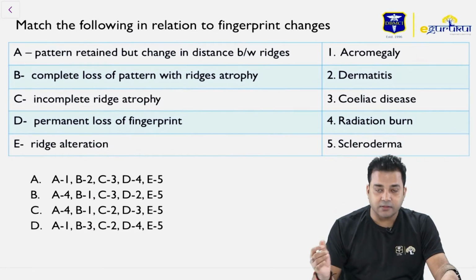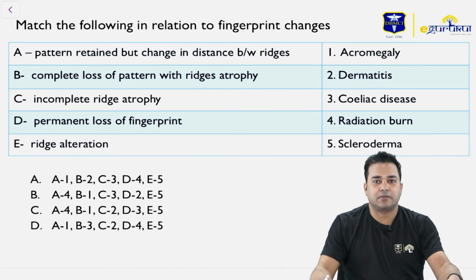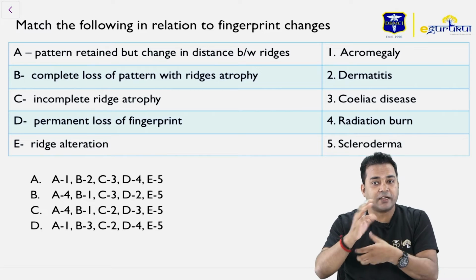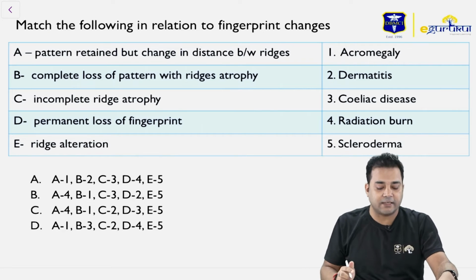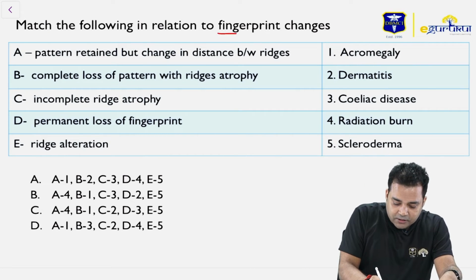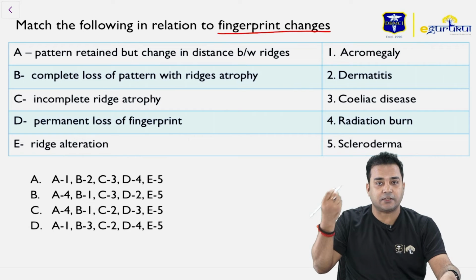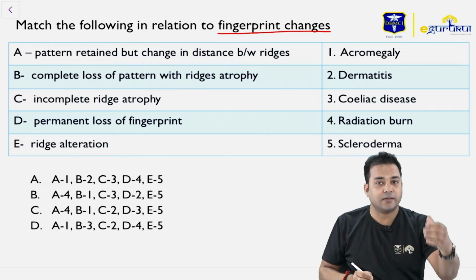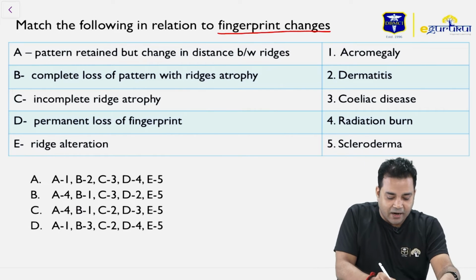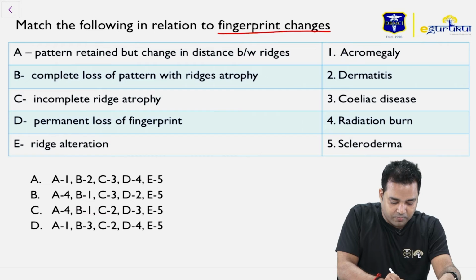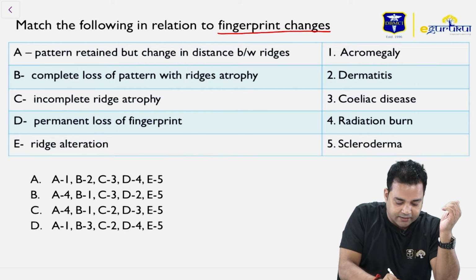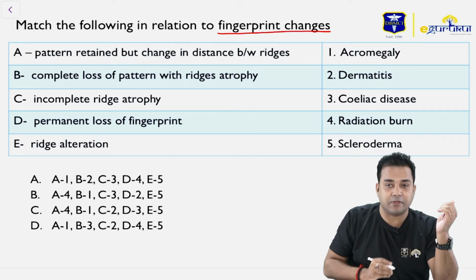Now try to answer this. Asked in one of the recent exams. A new topic, new area of fingerprints was explored in one of the recent exams. Fingerprint changes in relation to systemic diseases. Let us see and let us revise. Pattern option A says, in this left sided column, what is written in A is pattern, but change in distance between the ridges.